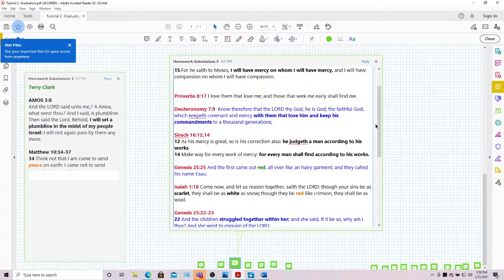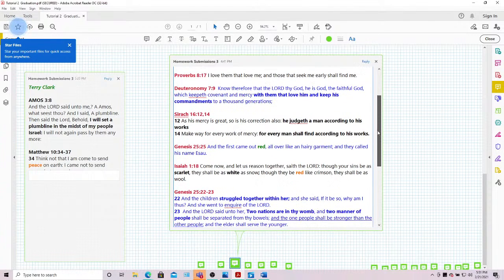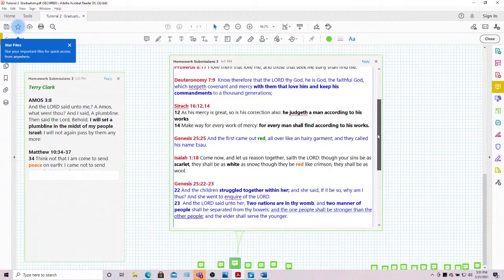And we have more precepts to tear this down. Both of them, they were contrary one to the other. So we have Genesis chapter 25, verse 22 to 23. And the children struggled together within her. So this is talking about Rebekah. And the two children struggled together within her. And she said, if it be so, why am I thus? And she went to inquire of the Lord.